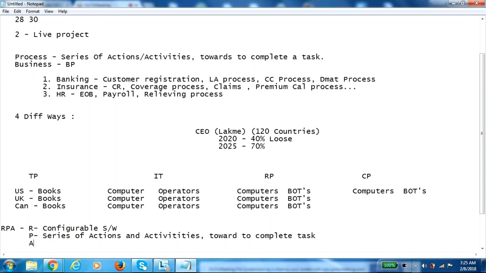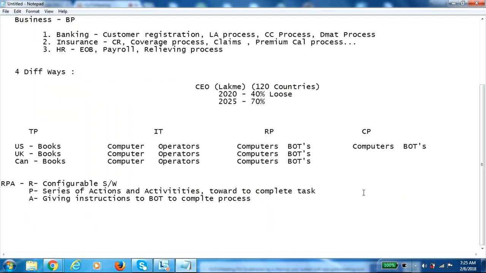What is automation? Automation is nothing but mimicking the human actions, that is nothing but giving instructions to a bot to complete a process. So what is robotic process automation?